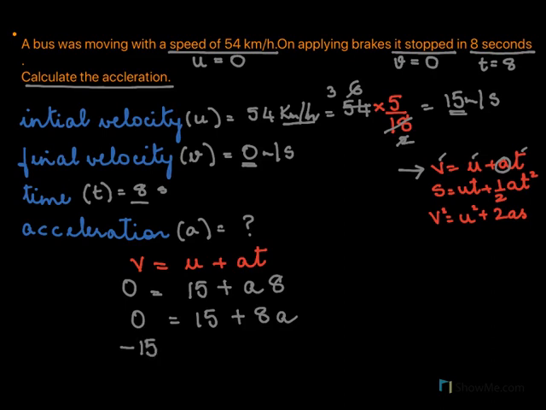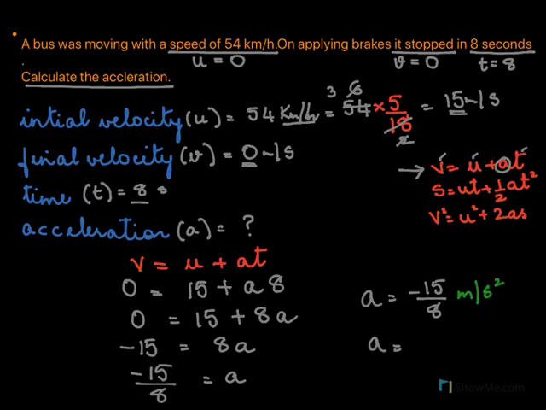Take the 15 on the other side. Minus 15 equal to 8a. So a equal to minus 15 over 8. Unit of acceleration is meter per second square. When you divide this, your a will be minus 1.875 meter per second square.